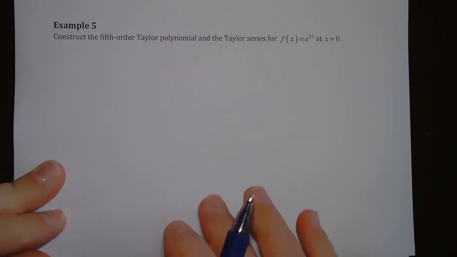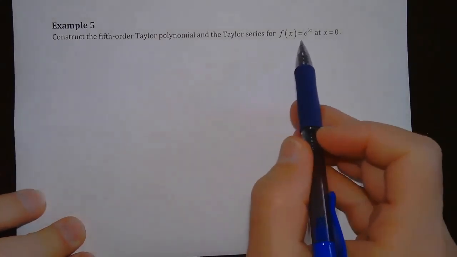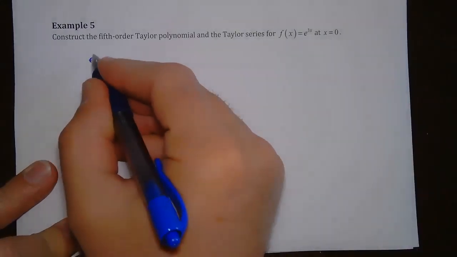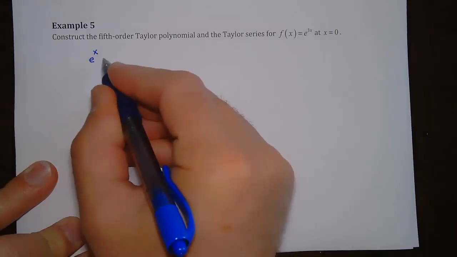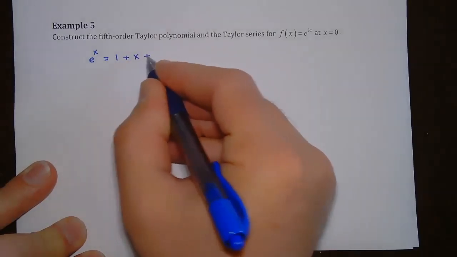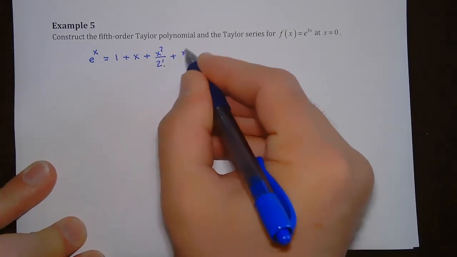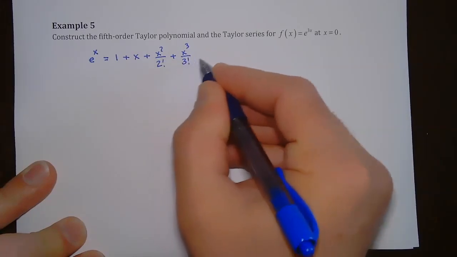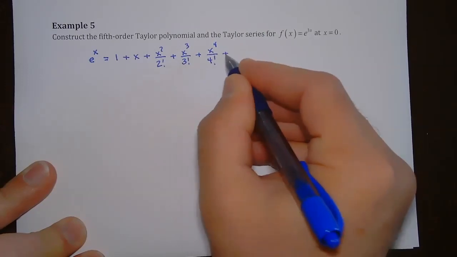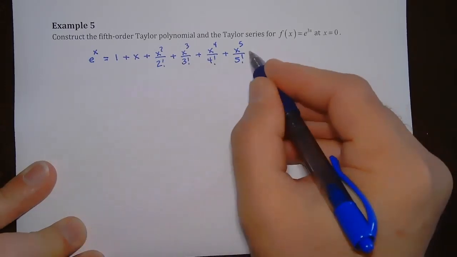Okay, for this next example, we want to construct the 5th order Taylor polynomial and the Taylor series for f of x equals e to the 3x at x equals 0. Okay, and so we're going to use the chart to help us do this. So we know e to the x is equal to 1 plus x plus x squared over 2 factorial plus x cubed over 3 factorial plus x to the 4th over 4 factorial plus x to the 5th over 5 factorial plus dot, dot, dot.